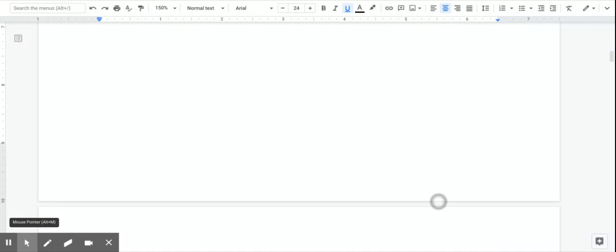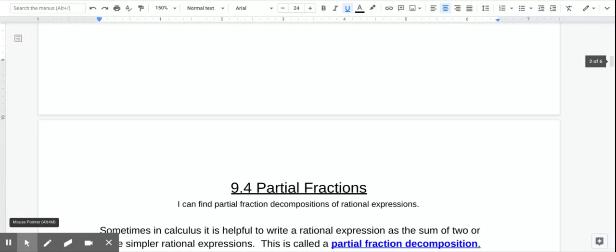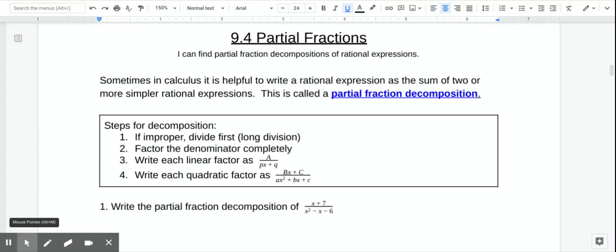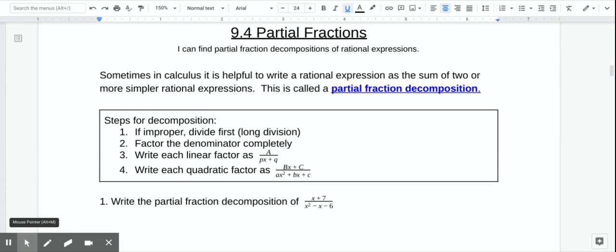Let me get to the notes. They're coming here. So in calculus, it is sometimes helpful to write a rational expression as the sum of two or more simple rational expressions. We call this partial fraction decomposition. So we want to take this fraction and split it into smaller parts.